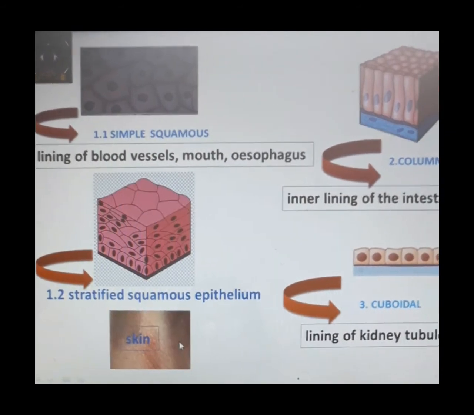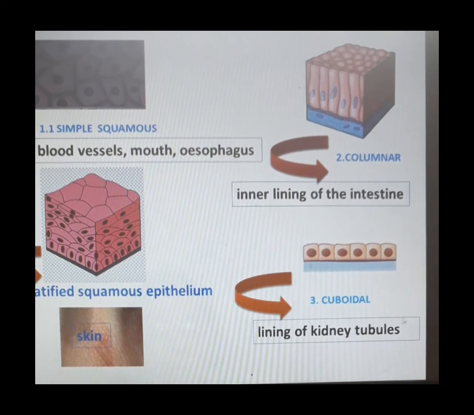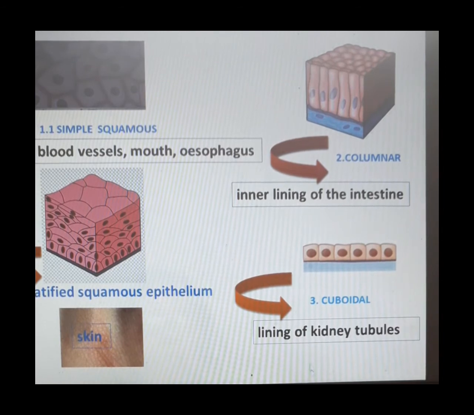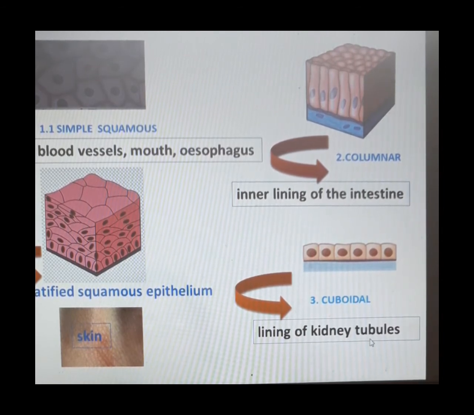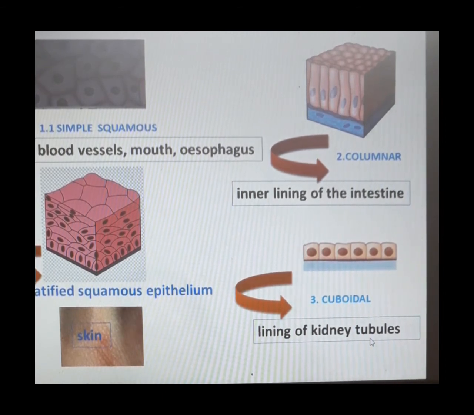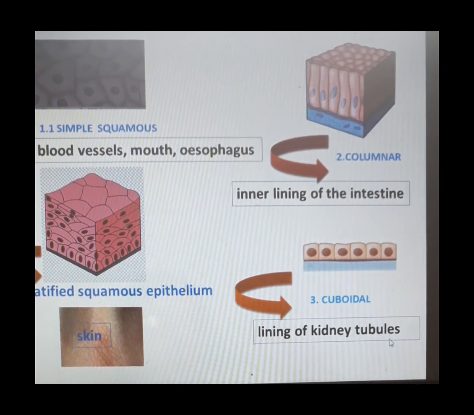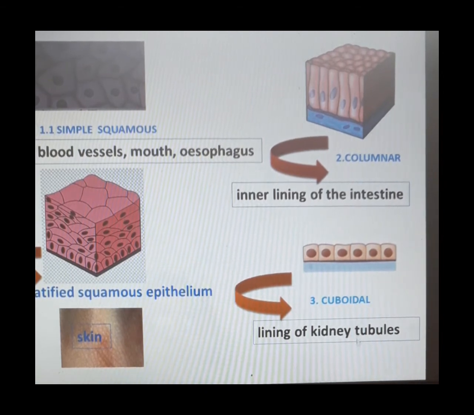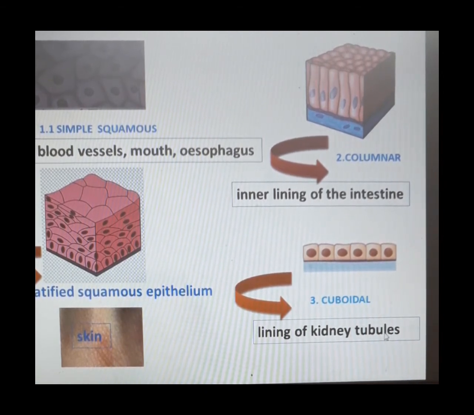Then let us talk about the cuboidal epithelial tissue, where the cells are cuboidal in shape, and this type of epithelium you will find in the linings of kidney tubules. We know that kidneys are involved in the filtration of blood, where the urea and other harmful substances are filtered out and the urine is formed. And inside the kidneys you will find nephrons, which are the structural and functional units of kidneys. Nephrons have certain regions called tubules and they are involved in the process of urine formation. So basically these kidney tubules show presence of cuboidal epithelium.